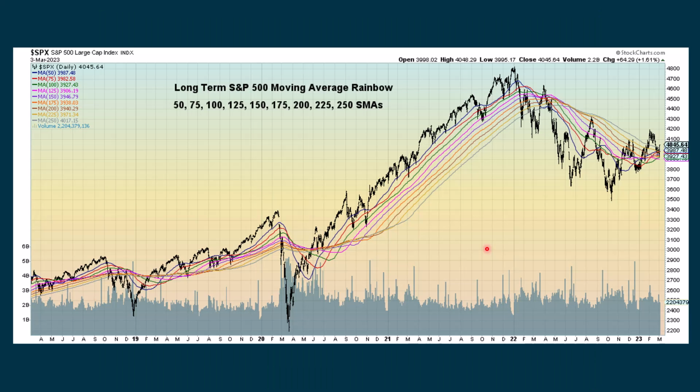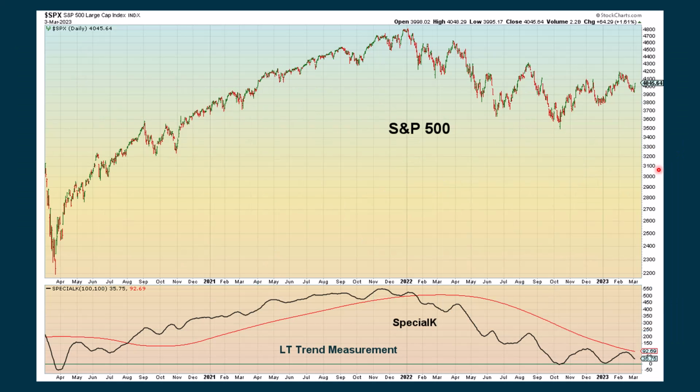Looking at a few long-term charts that I haven't been showing, here's a long-term version of the rainbow, where it's looking kind of like a mess right now, but we're starting to come back up into the underside of this rainbow, and this measures from 50 periods all the way up to 250 periods. The Special K is a very long-term oscillator, which has been in a downtrend overall. It looked like it was making a run to cross back above this moving average, but then has turned down.